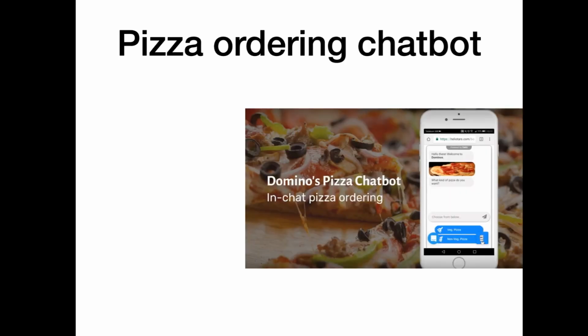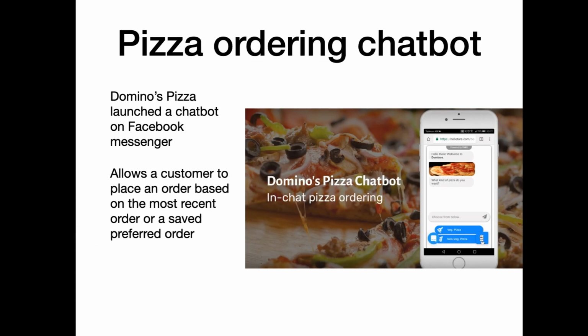This one is an actual bot. This is a pizza ordering chatbot from Domino's. It basically allows a customer to place an order based on the most recent order or a saved preferred order. Again, people are so hungry, they don't want to reach for an app, they just want to use the messenger and say, I want a pizza, I'm hungry.